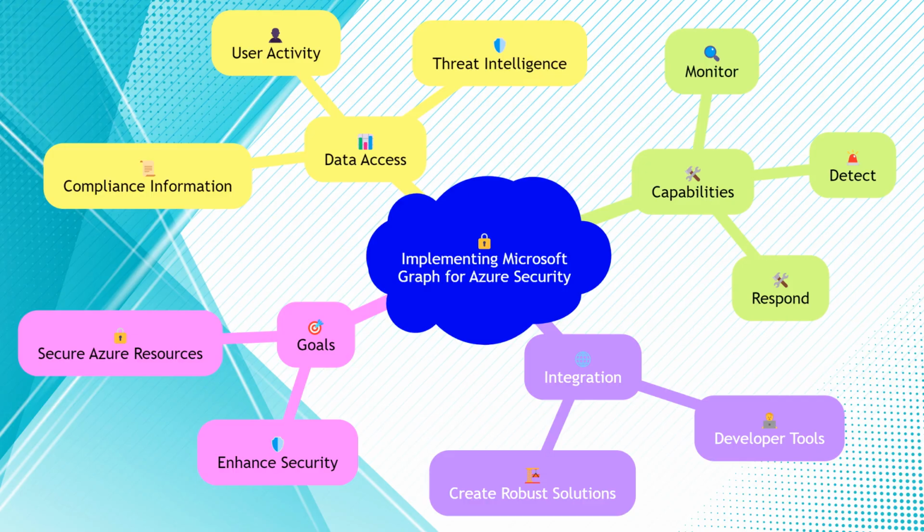Implementing solutions that interact with Microsoft Graph is crucial for enhancing Azure security. Microsoft Graph provides access to security-related data and insights, such as user activity, threat intelligence, and compliance information. By integrating these capabilities, developers can create robust security solutions that monitor, detect, and respond to potential threats, ensuring a secure environment for Azure resources.